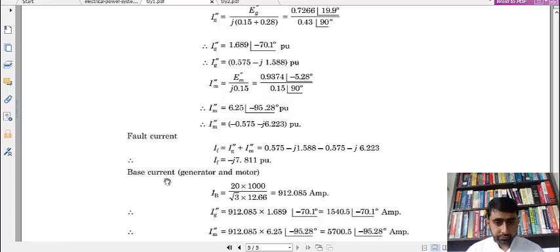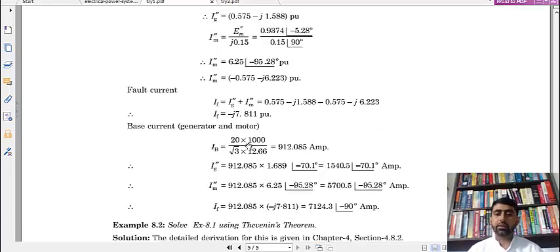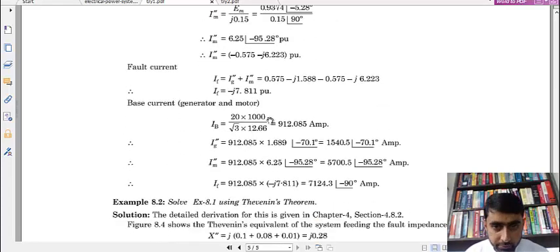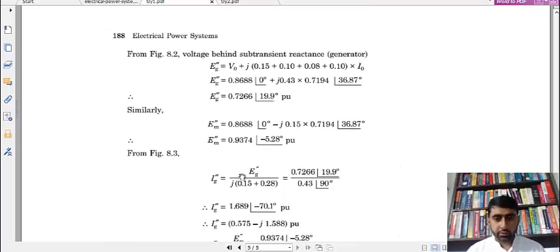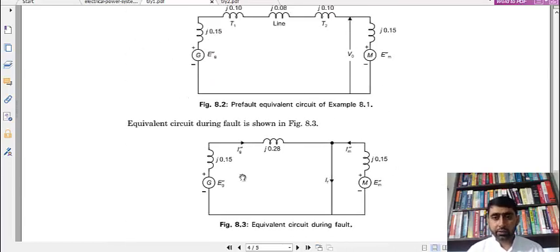So finally, we will calculate all the currents in actual values. These are the per unit values of the fault current. The base current will be equal to the MVA per phase, MVA divided by root 3 divided by this, that is 912.0.25, 0.85. So Ig double dash multiplied by this comes out to be 1540.5. This angle will remain the same. Im double dash will be 5700, and If will be equal to the total current. So this is how we can calculate the fault current, or we can say this is the fault analysis.